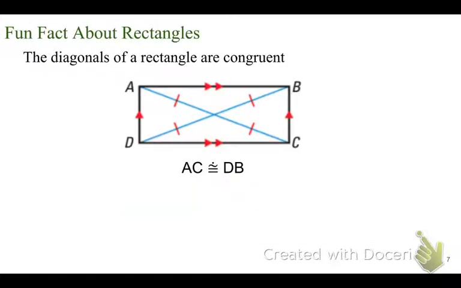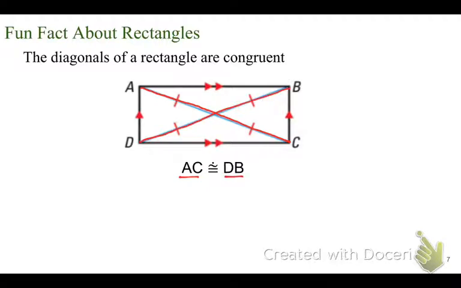Okay, rectangles. So a fun fact about rectangles is that the diagonals of the rectangle are congruent. So this means AC is congruent to DB.